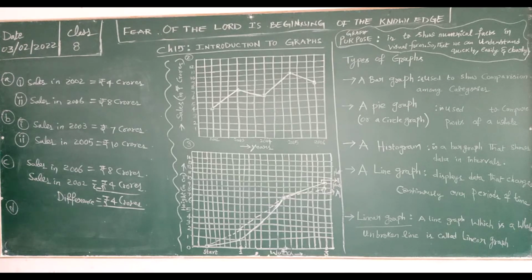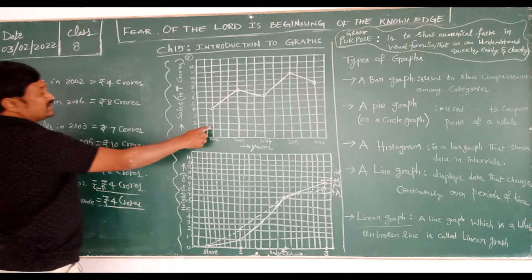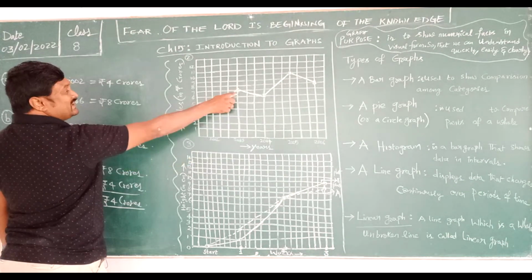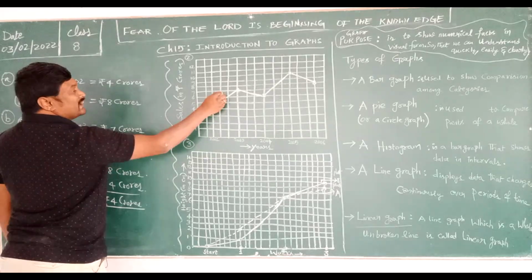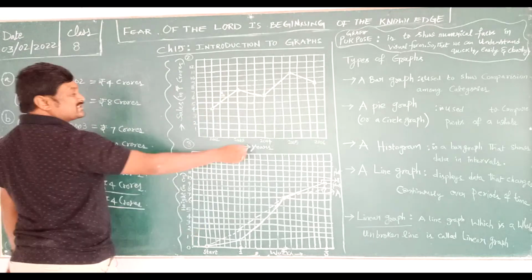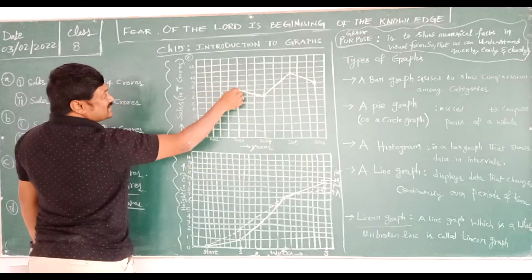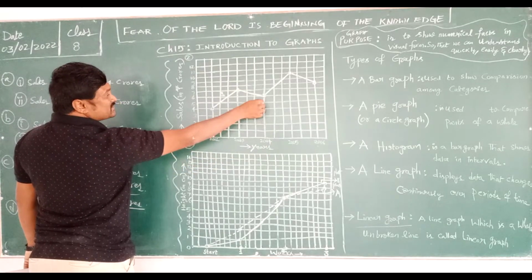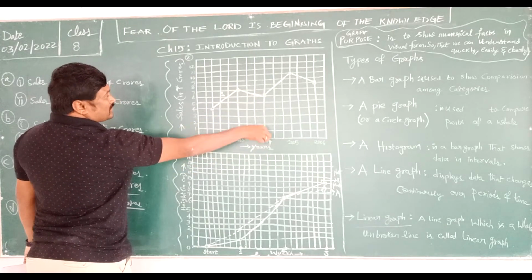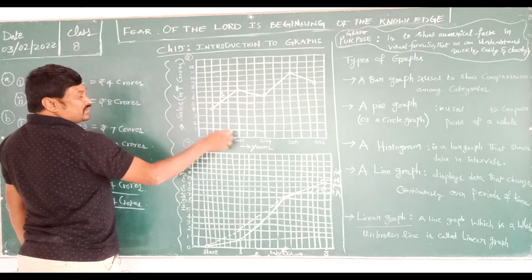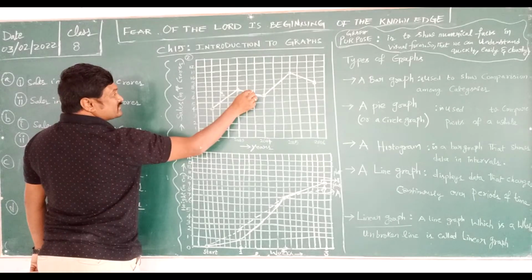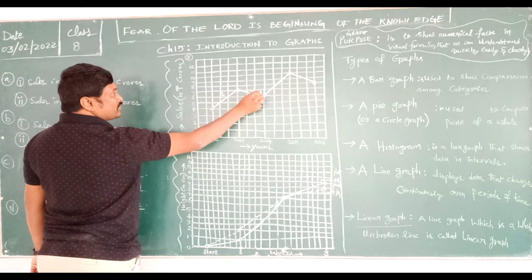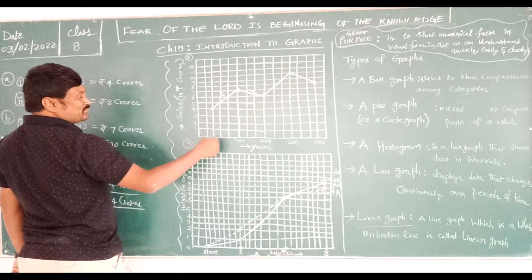Let's check once. First, 2002 is 4, 2003 is 7, and 7 minus 4 is 3. So the difference here is 3 crores. Now here it is 7, and this part it was 4. So 2004 is 6, 2003 is 7. So 1 crore loss. So the difference is 1 crore. And let's move on to the next.